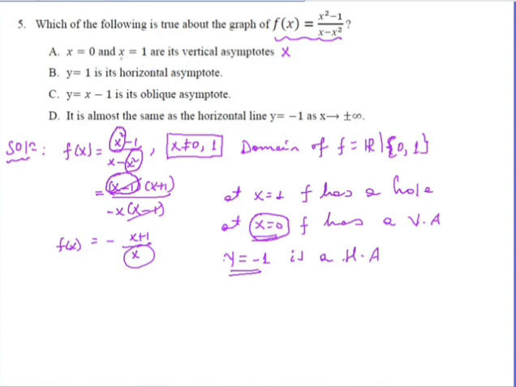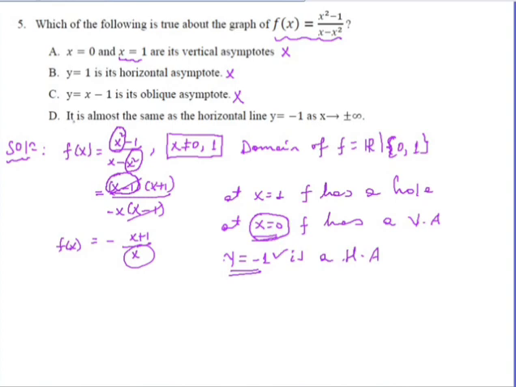At x equals 1, it has a hole, not a vertical asymptote. y equals 1 is a horizontal asymptote. This is also wrong. y equals minus 1 is the horizontal asymptote. y equals x minus 1 is an oblique asymptote. There is no oblique asymptote for this function. An oblique asymptote exists whenever the degree of the numerator is greater than the degree of the denominator. So the first three choices are wrong.